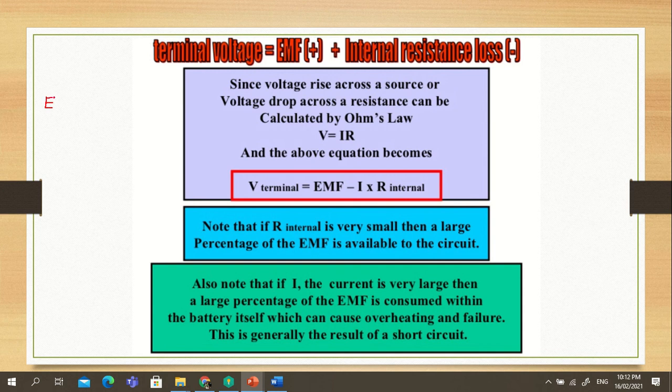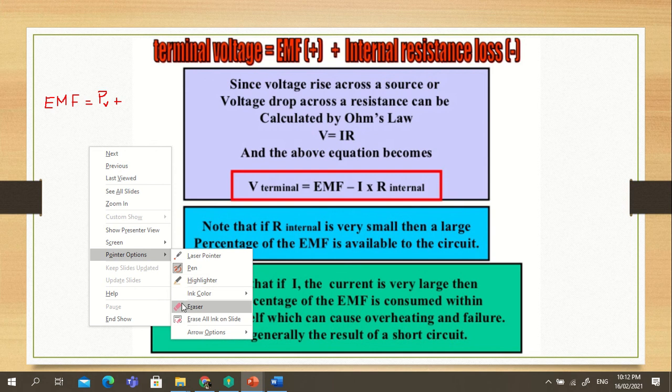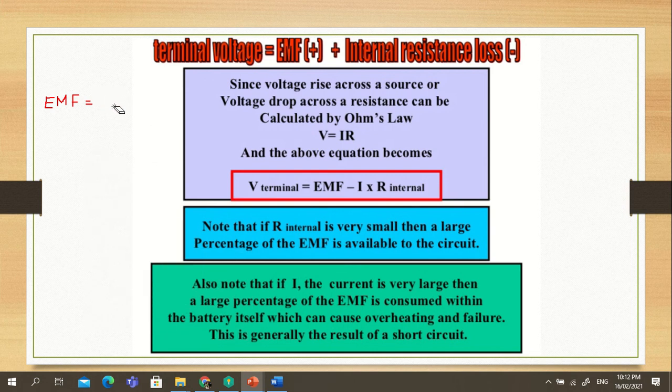We can write this as: EMF is just the sum of the terminal voltage, VT, plus the voltage drop across the resistor. So you can also write it in this manner.